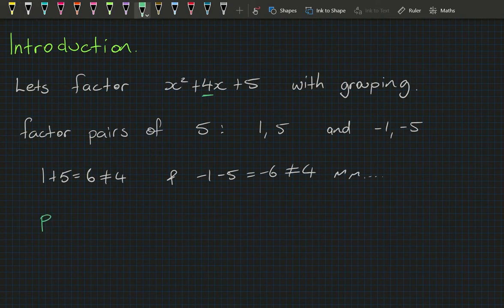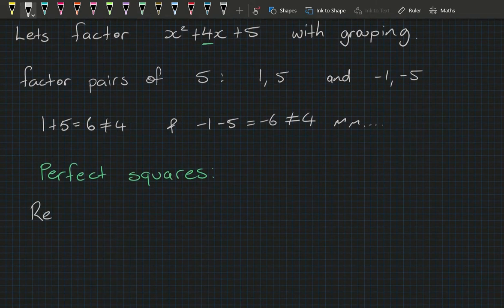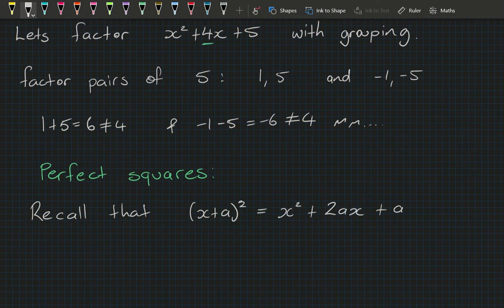Okay, so let's go back to what we know about perfect squares, because this will form the basis of the new technique that we're going to learn today. So let's recall that (x plus a) all squared is equal to x squared plus 2ax plus a squared. Now you can find that by simply expanding the expression, but also recall that we can describe it visually as well.